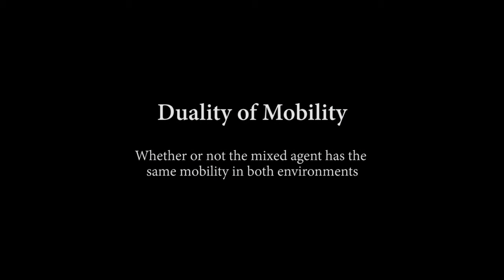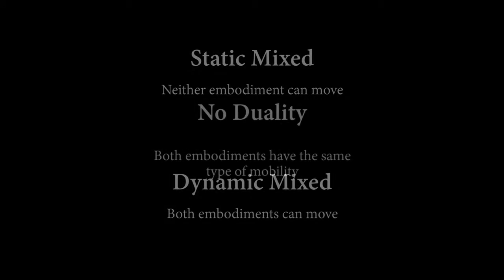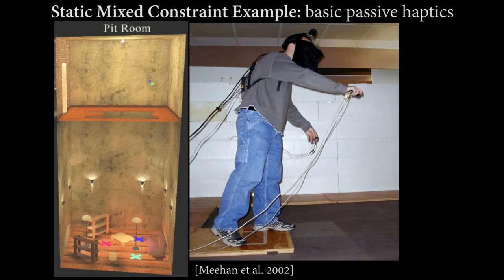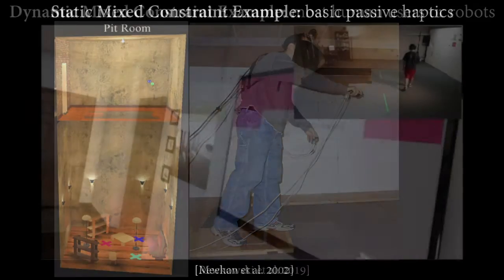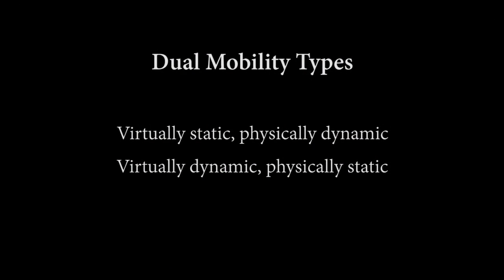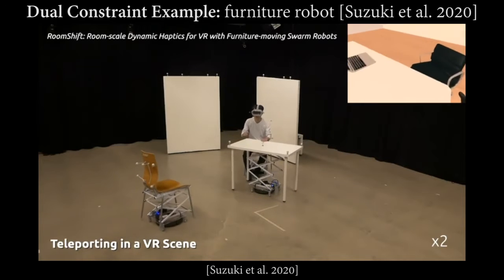Duality in constraints refers to whether or not the virtual and physical bodies of a mixed agent have the same mobility type. If there is no duality in constraint mobility, then both physical and virtual bodies are either both static or both dynamic, which we call static and dynamic mixed constraints, respectively. A passive haptic object is an example of a static mixed constraint, while most robots and humans would be dynamic mixed constraints. Dual constraints can either be virtually static and physically dynamic, or virtually dynamic and physically static. For example, only the physical body of the furniture robot is allowed to move.